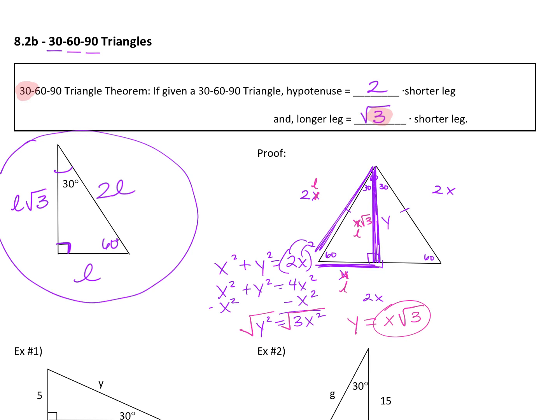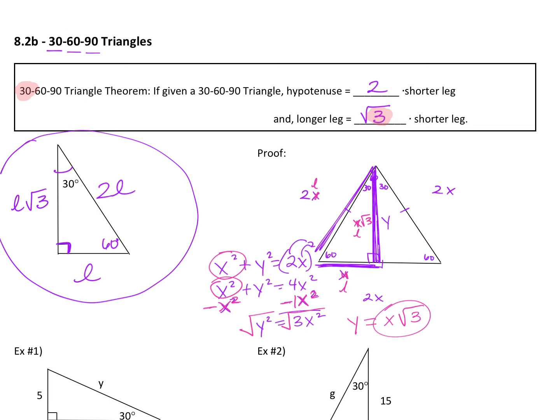Yeah? How did you get the 3 out of the 4? When I subtracted the x squared over here, when I took x squared away, it was a 4x squared. So I took away 1x squared, and 4 minus 1 would be 3x squared then. That makes sense? Yeah?